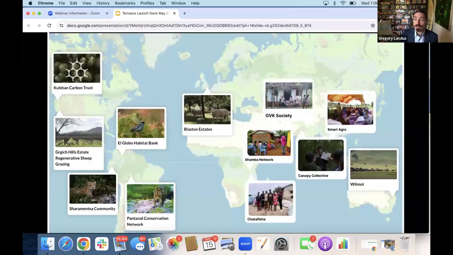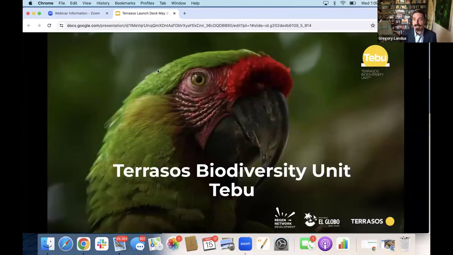Great. So we work all around the world and have built a platform that is co-owned and co-governed by our users. And we're going to get into the details of that in a little bit. I think for now, I'd like to pass it on to my colleague Mariana to start to introduce Terrasos generally and the Tebu unit more specifically, and we'll keep rolling from there.